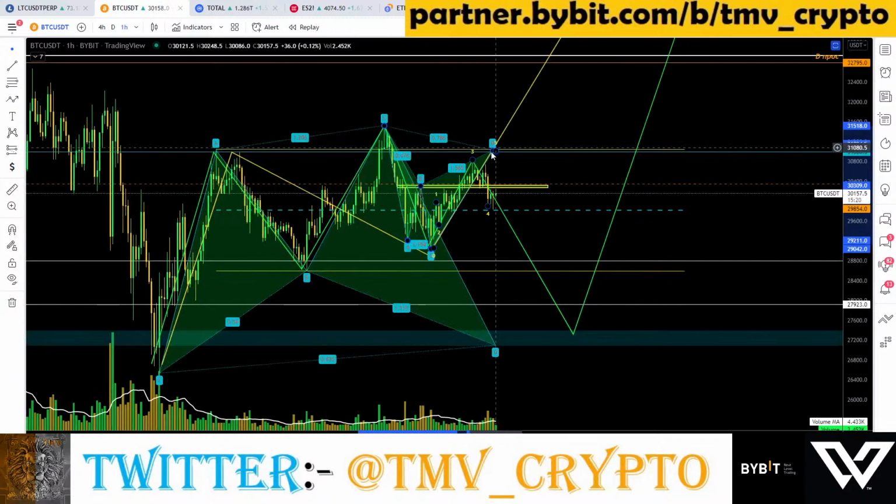This one where it says that 31,000, one more push up is likely, just like a squeeze up and then dump. And if, let's say, we flip 31k, then both the harmonics will be invalidated, which means BTC is just going to pump up and up.